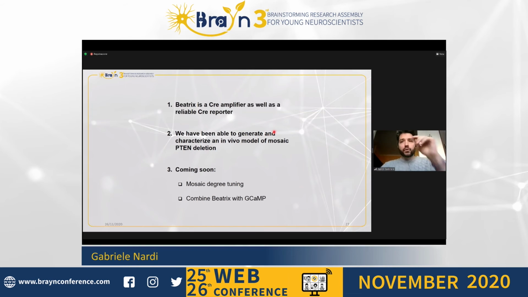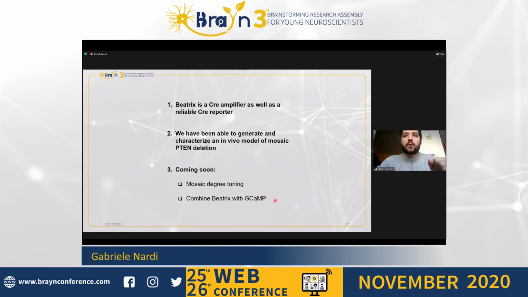However, to fully exploit the potential of this tool, we are going to look at the effect of changing the number of knockout neurons, so tuning the mosaics, in order to tell apart cell-autonomous effects from network effects and to correlate the severity of the phenotype with the number of knockout neurons.